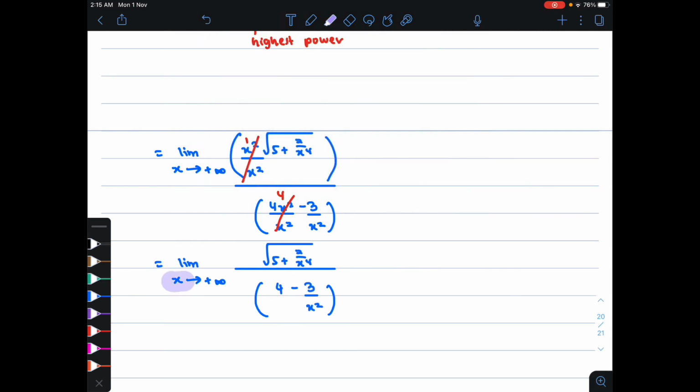So now let's try and substitute x equal to positive infinity back into our function. This term is 0, this term is also 0. And hence, the numerator is square root of 5 and the denominator is 4. And we get the final answer is square root 5 divided by 4.